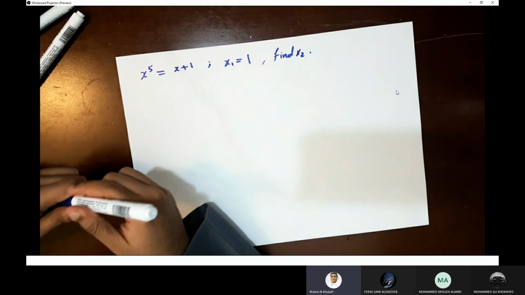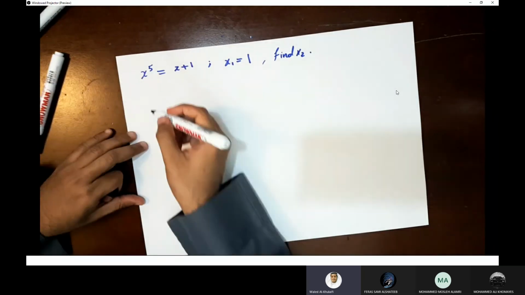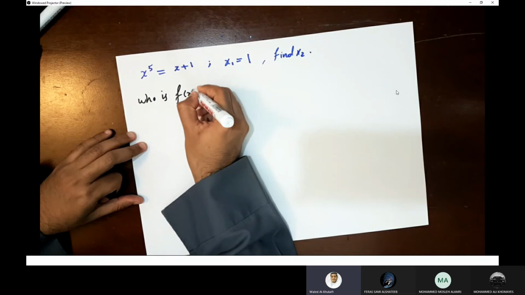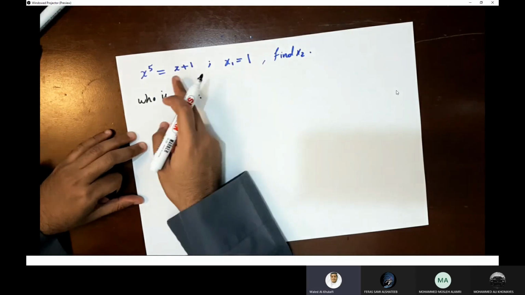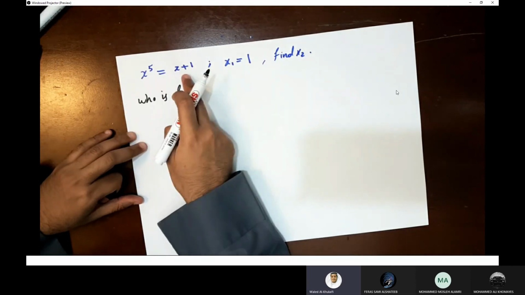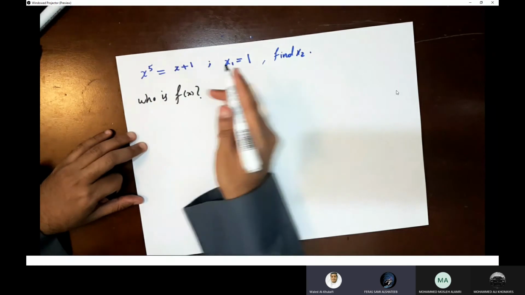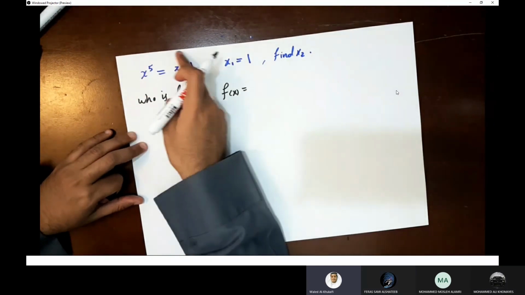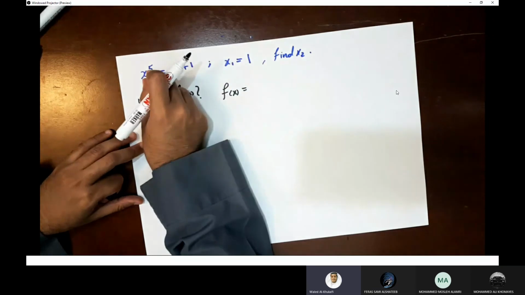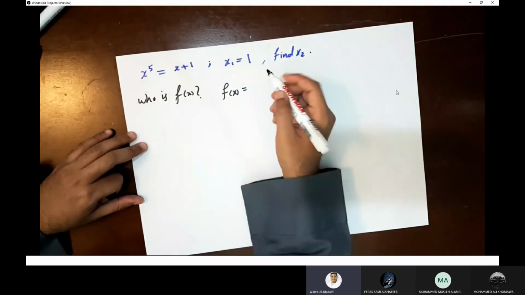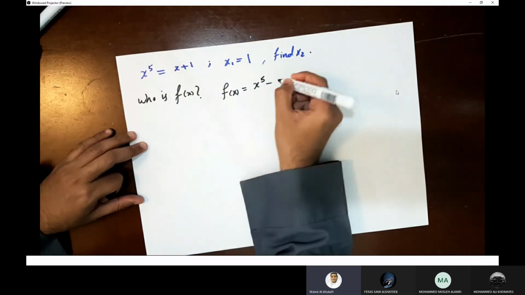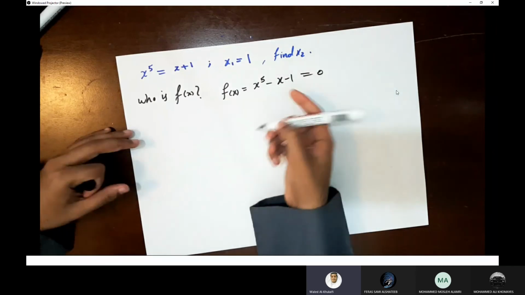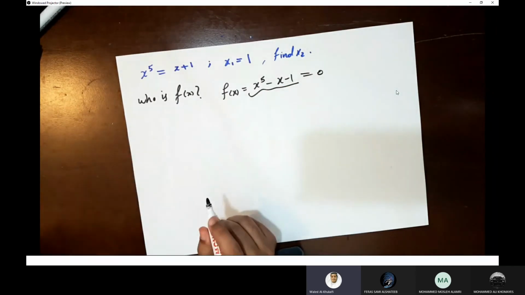So the formula. First of all, we need to know who is f of x. This is an equation, guys, so I should make it equal to 0 on one side. Either you move this guy to the left or these two terms to the right. So I will move it this way. So this is x to the power 5 minus x minus 1 equal to 0. This is the f.